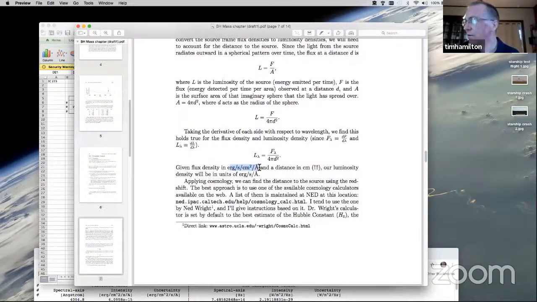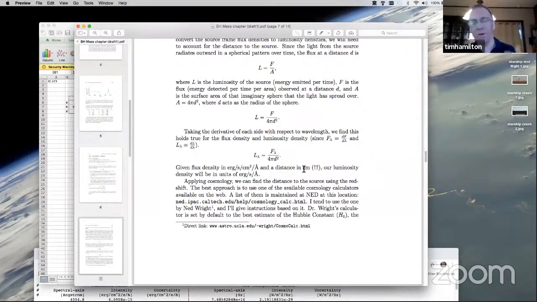Flux density is in these units, ergs per second per centimeter squared per angstrom. That means our distance to that quasar has to be given in centimeters. That's going to be a lot of centimeters. But it's not really much crazier than measuring it in meters. It's still an astronomically large number. So we need to calculate. We can look up the distance in terms of centimeters.